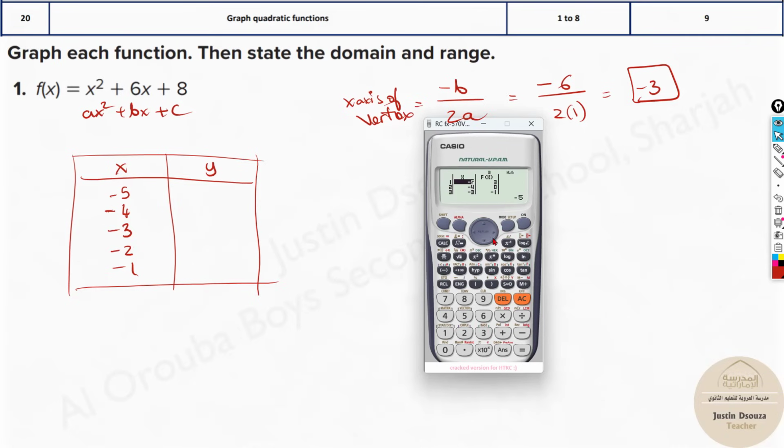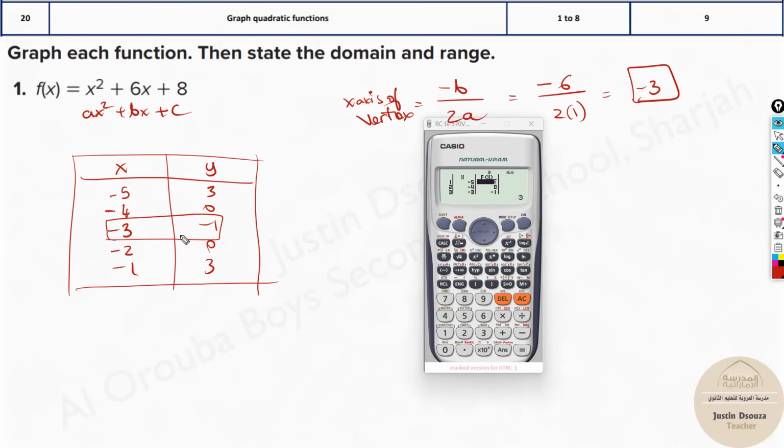For minus 5, the values are 3, then 0, minus 1, 0, 3. So you can easily copy the values from this table. Now I just write them out over here. It is 3, 0, minus 1, again 0 and 3, because this is the vertex, right?